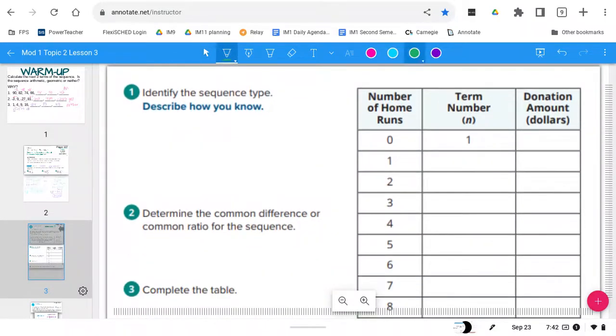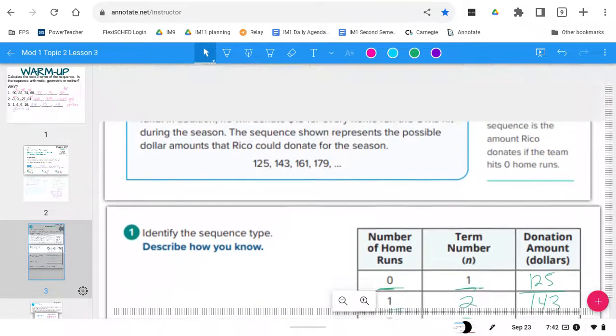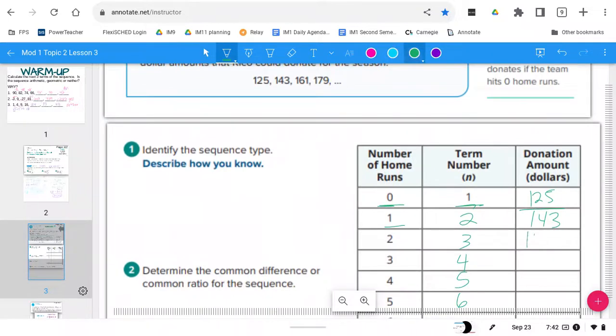So at 0 home runs, we're going to call this our first term. How much money is it? It's $125. So then at 1 home run, which we're going to call our second term, we're now at 143. So let's continue our term number. That's just like in my list, my first number in my list is 125. Okay. So 125, 143, 161, 179.